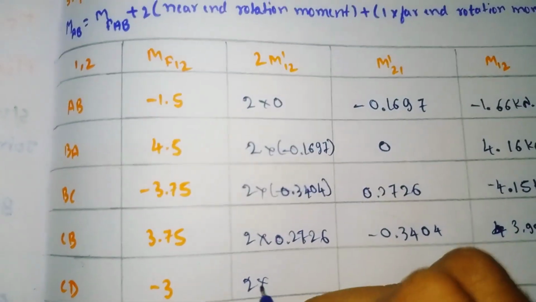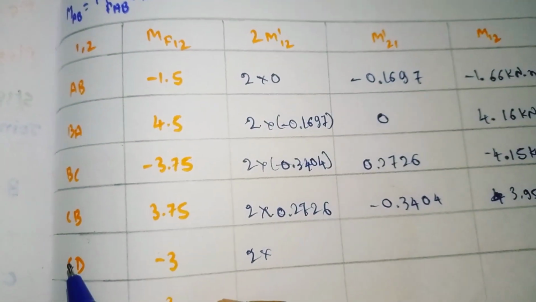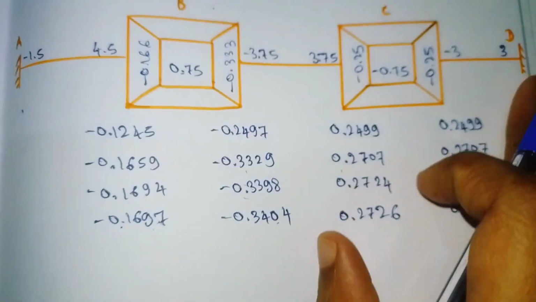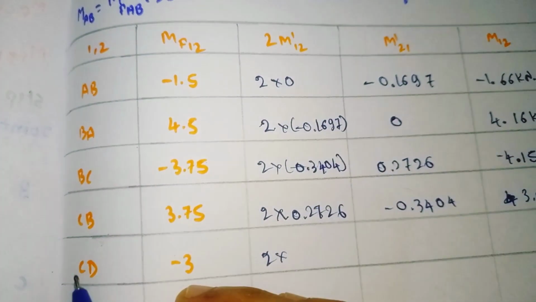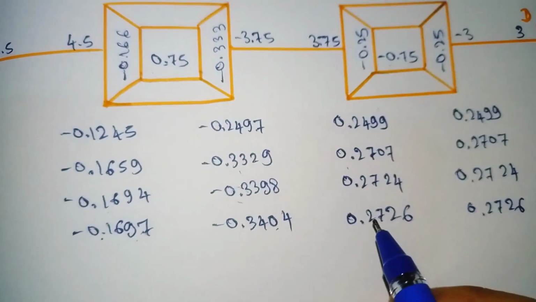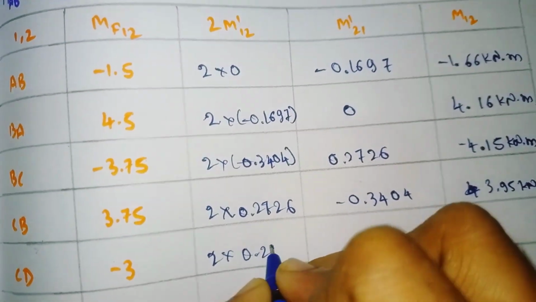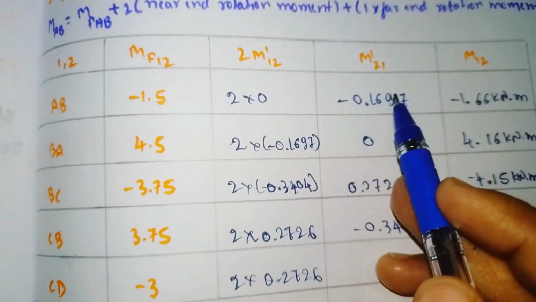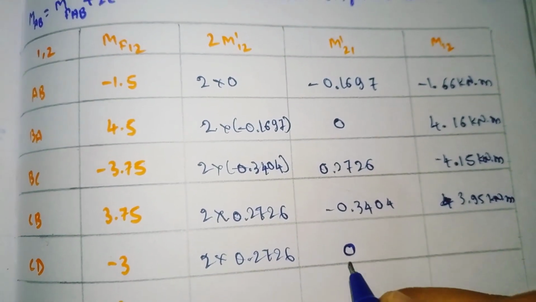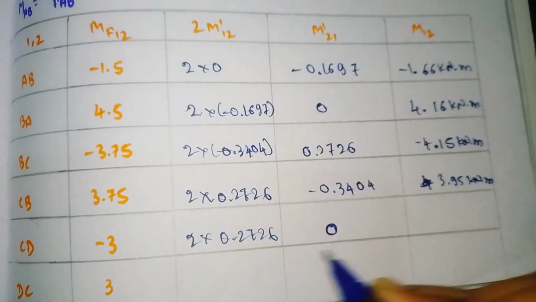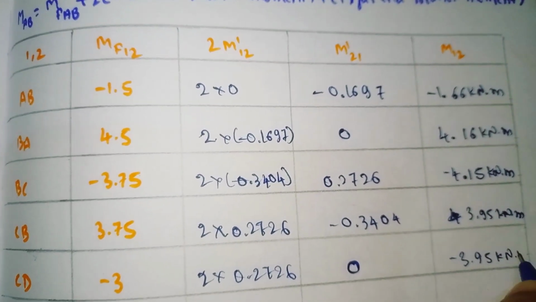For CD, this is the fixed end moment. 2 into M dash 12 is nothing but rotation moment of CD, which we got was 0.2726. So put that value, 0.2726, and M dash 21, the rotation moment of DC. We don't have a rotation moment for DC, so keep it 0. So add these three, it will come out as minus 3.95 kilonewton meter.